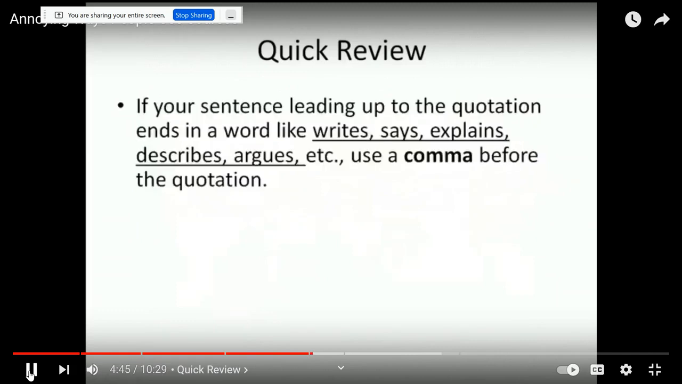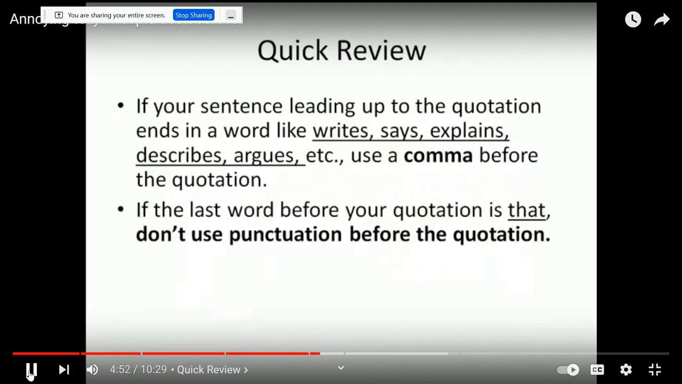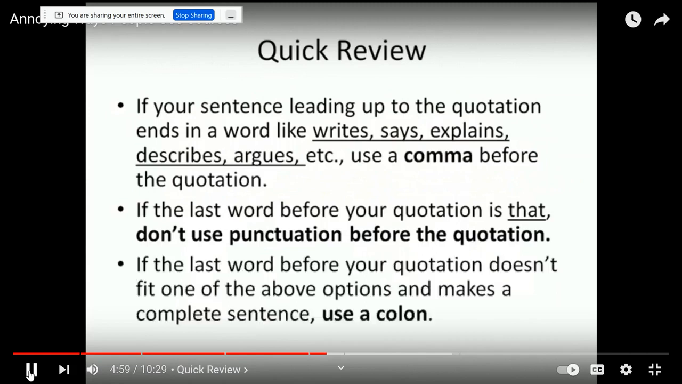You should know that. Okay, quick review. I know that was a lot of stuff just dumped on you. If your sentence leading up to the quotation ends with writes, says, explains, one of those verbs, use a comma before it. But if the last word is a that, don't use any punctuation. Just say that and move it straight into the quote. But if the last word doesn't fit into one of those above options and there's a complete sentence for the quote, use a colon. Now that isn't going to take every single situation, but those are three things that it's good to keep in mind, so that when you see something that breaks one of these rules, you'll know it.